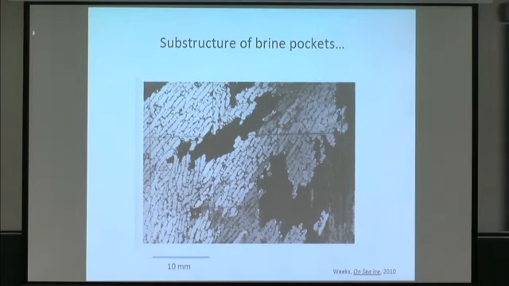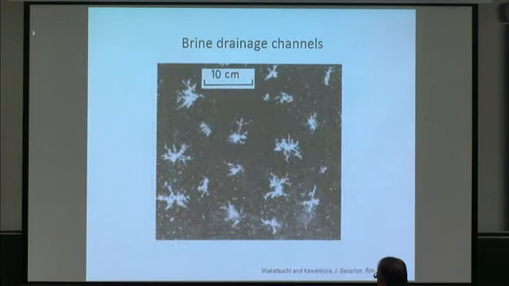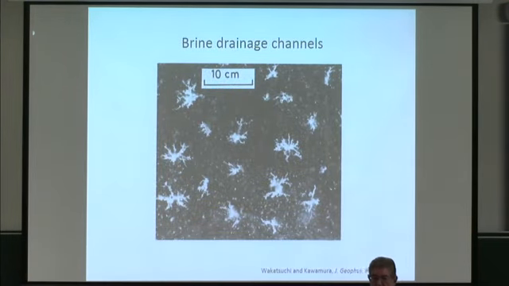And if one looks a little more closely, then within each of the grains, you see a substructure. You see the brine pockets here. They're sub-millimeter in scale. And if one looks even still more closely, we see those brine pockets have an alignment to them. They're not random. They tend to lie along the basal planes in that hexagonal unit cell. If we go more broadly as well, one sees brine drainage channels.